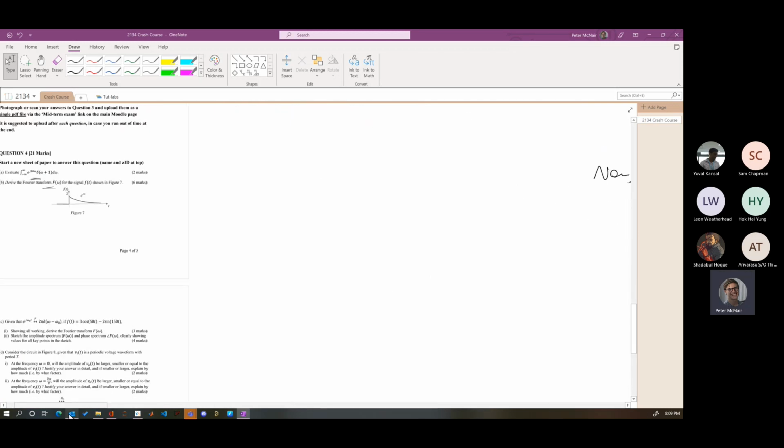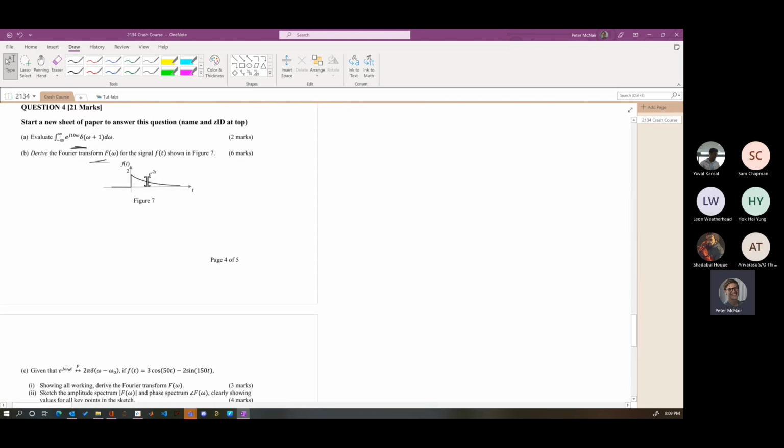So question 4 is probably going to be the challenging theoretical question. I know it's all theoretical, but you know what I mean. These integrals and possibly derivations, etc. Let's have a look at question A. An integral from -infinity to infinity of e to the j10 omega delta of omega plus 1 d omega. Now, who can remember the special property of the delta function?